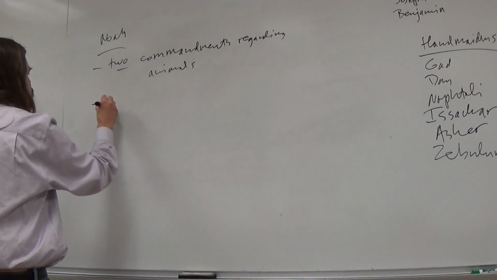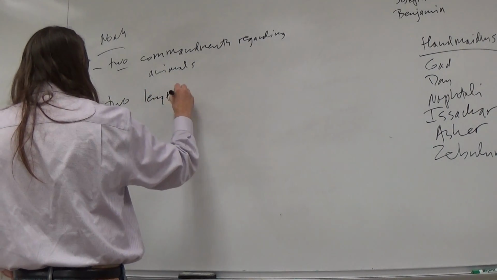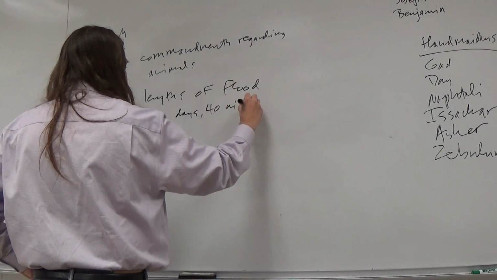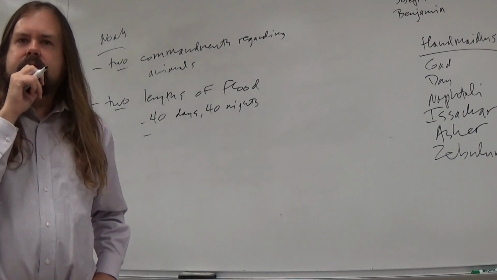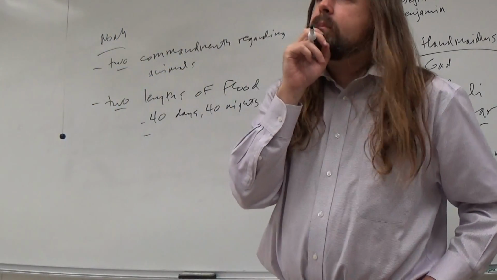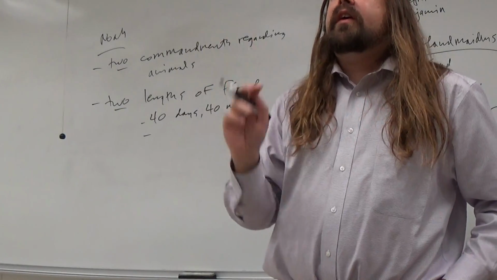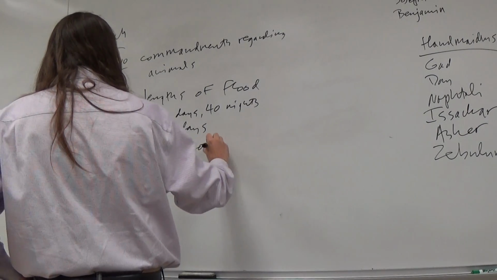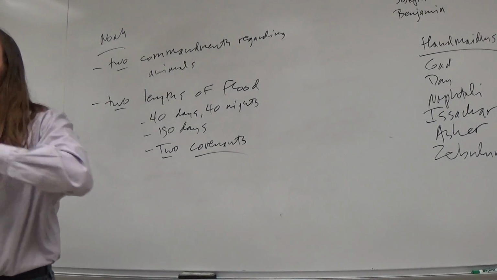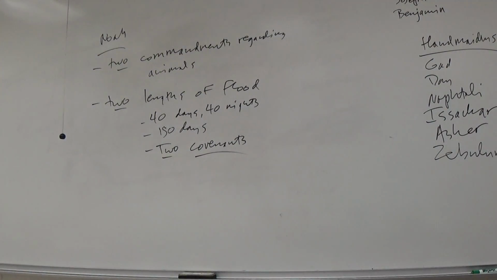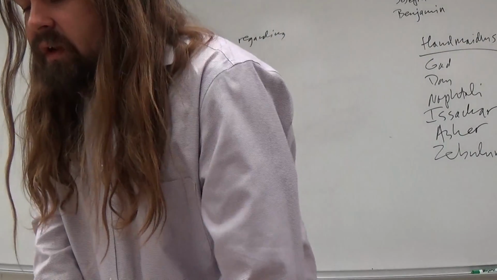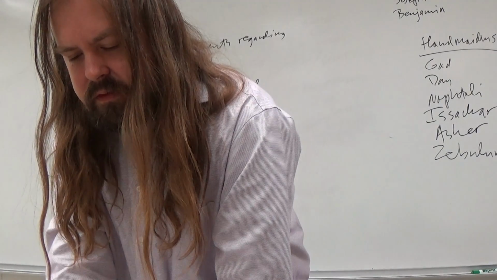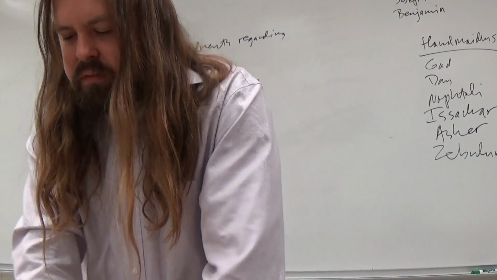There are 2 different lengths of flood, right? One says 40 days, 40 nights, and the other says what? The other strand says it's 150 days, right? And God makes 2 separate covenants with Noah. And where I'd like to start is with these covenants. All right, on page 101.